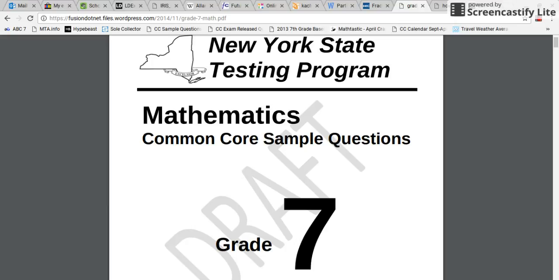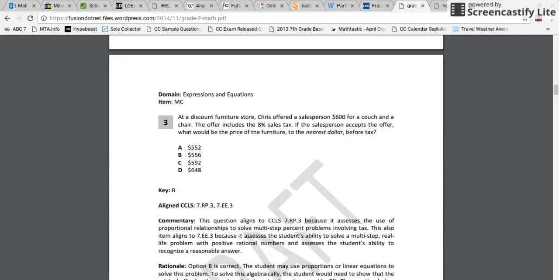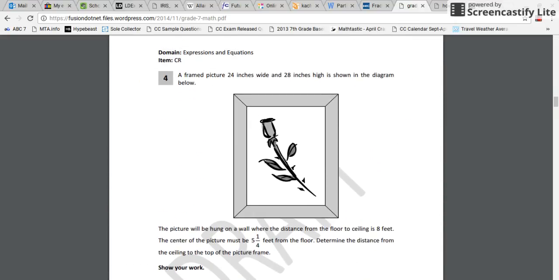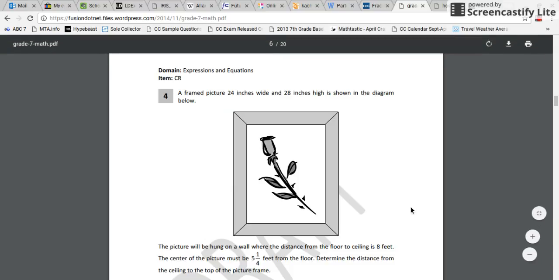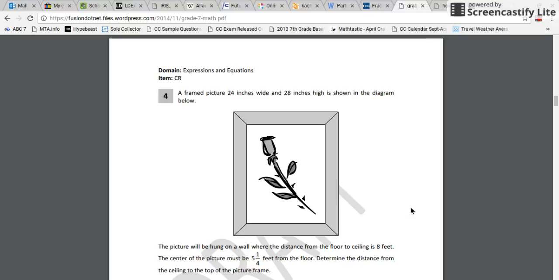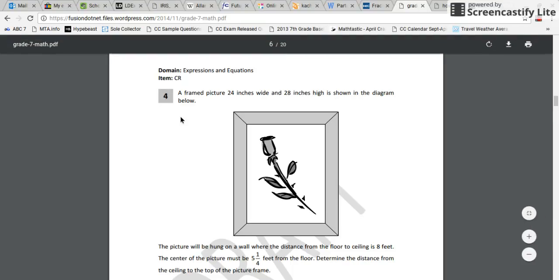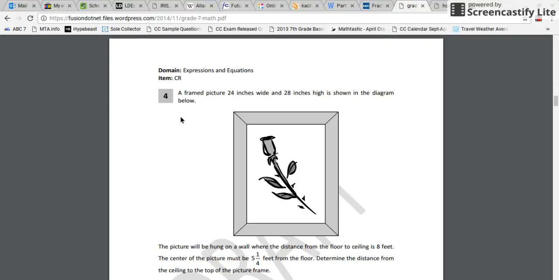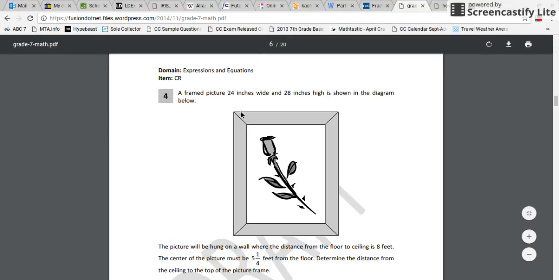So what I'm going to do right now is go down to the question, which is this one. Oops. You didn't see the answer there. So it says here, and I'm going to read to you guys first. A framed picture 24 inches wide and 28 inches high is shown in the diagram below. If you need to make any highlights on your own piece of paper, feel free. And here's the picture with the frame.